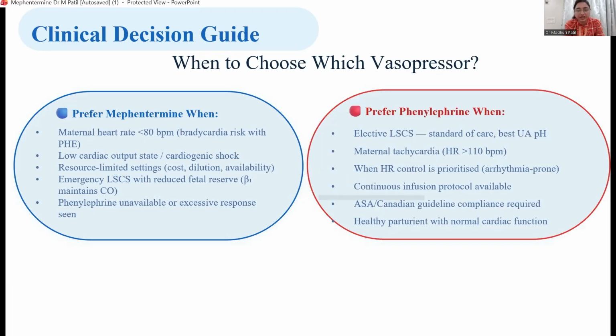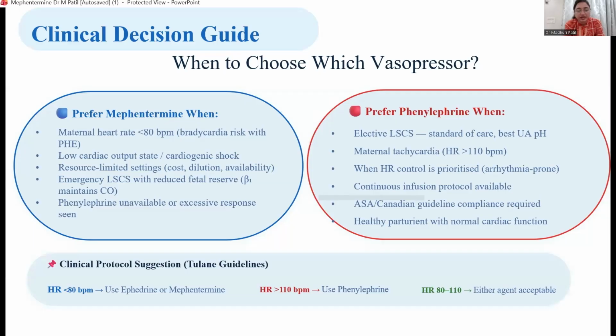Prefer phenylephrine when elective LSCS is the standard of care and for the best umbilical artery pH. In case of maternal tachycardia, where heart rate is more than 110 beats per minute, when heart rate control is prioritized, arrhythmia prone, continuous infusion protocol available, ASA Canadian guidelines compliance required, healthy parturient with normal cardiac function. So the guidelines are: when heart rate is less than 80 beats per minute, use ephedrine or mefentermine. When heart rate is more than 110 beats per minute, use phenylephrine, and when heart rate is between 80 to 110, either agent is acceptable.